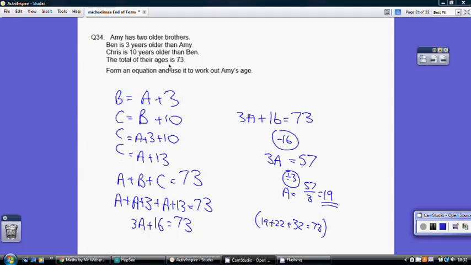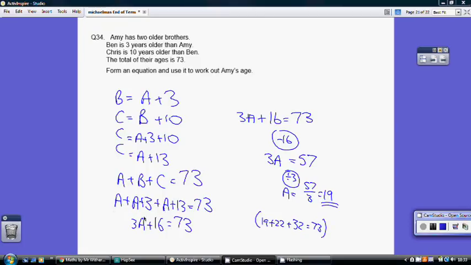Now I'm told that their 3 ages together add up to 73. So A plus B plus C must equal 73. So substituting in our various facts, A is A, B is A plus 3, and C is A plus 13. So here I've constructed an equation where the only unknown is A. So if I simplify this, I can solve this quite easily to work out what A is, and A is Amy's age. So let's simplify the left hand side.